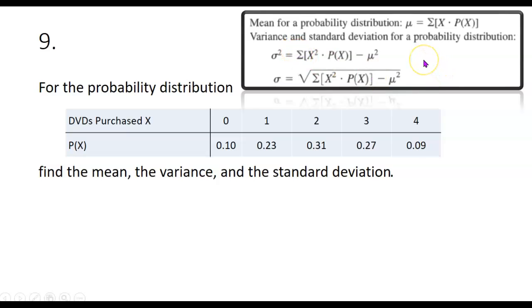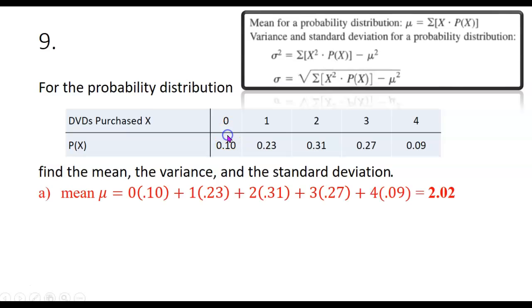You have to know what these symbols mean. But this is telling us that to find the mean, we have to find the sum, that is, we add together x times p of x. So we have to take each one of these numbers times the probability that goes with it and add those up together. So we take 0 times 0.10 plus 1 times 0.23 plus 2 times 0.31 plus 3 times 0.27 plus 4 times 0.09. And that should come out to be 2.02.